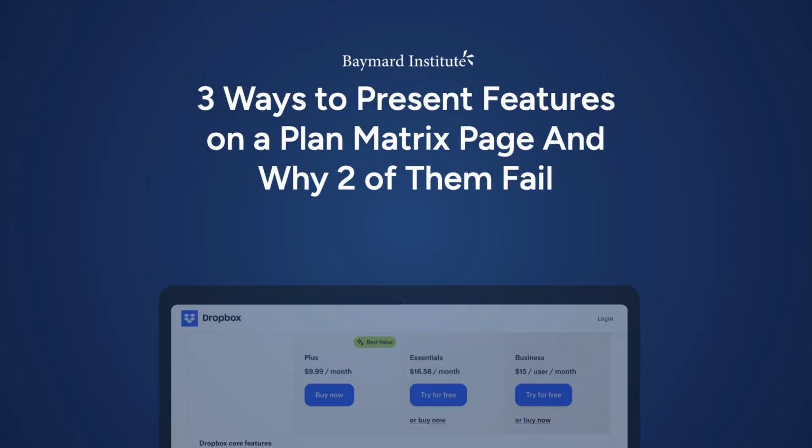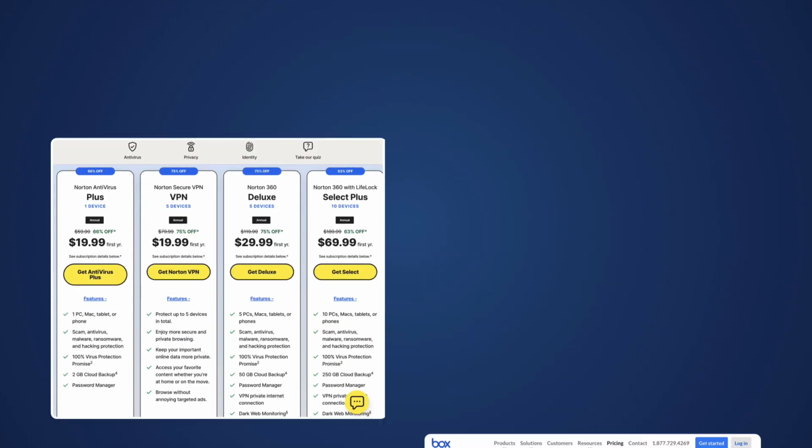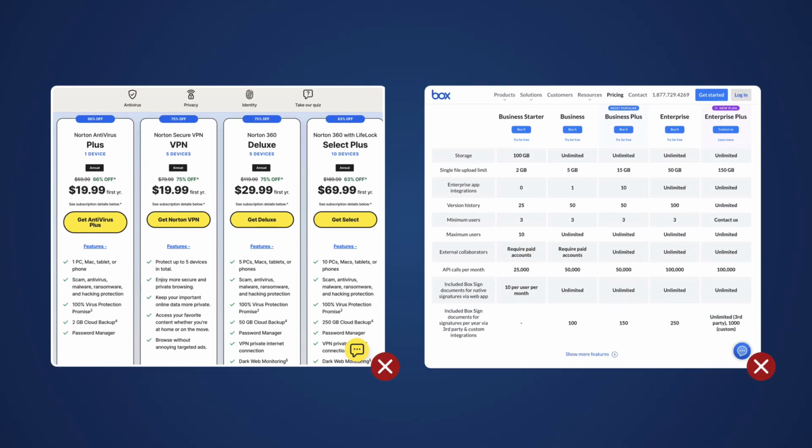The Plan Matrix page is a key destination for users evaluating a digital services subscription. However, if users feel uncertain about any features listed on the Plan Matrix page, they may hesitate or, worse, be unable to decide which plan to purchase.